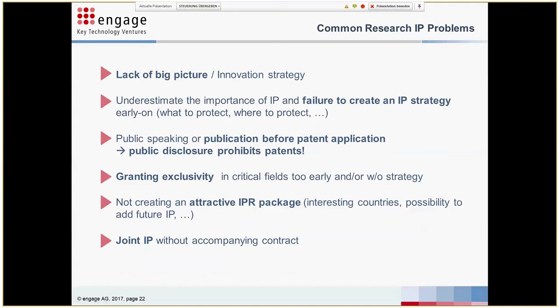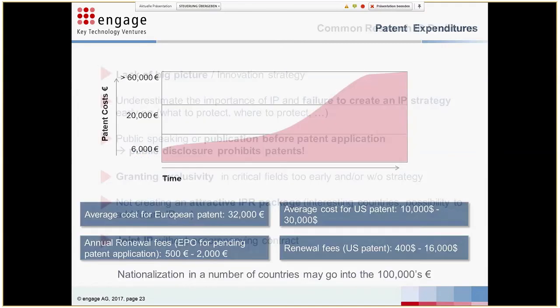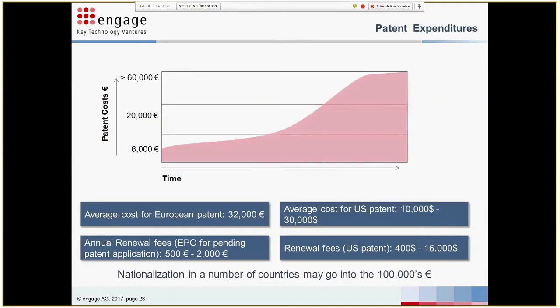Just a short look to get an idea of what the costs are. The average European patent will cost you about 30,000.